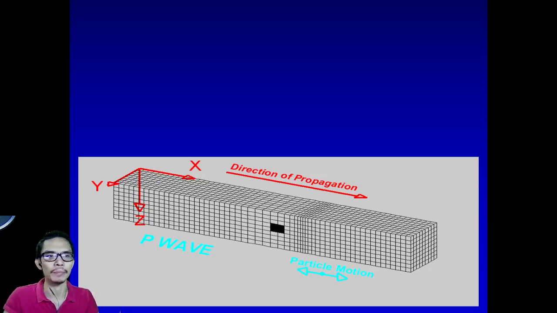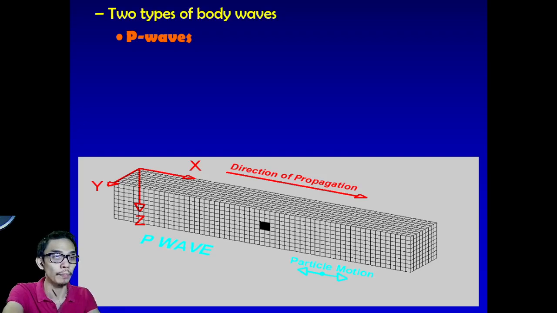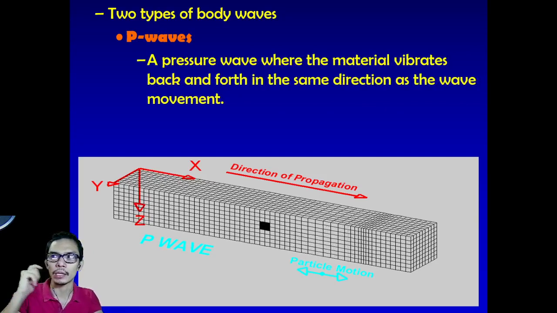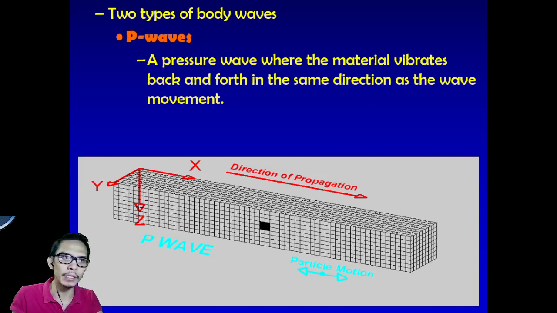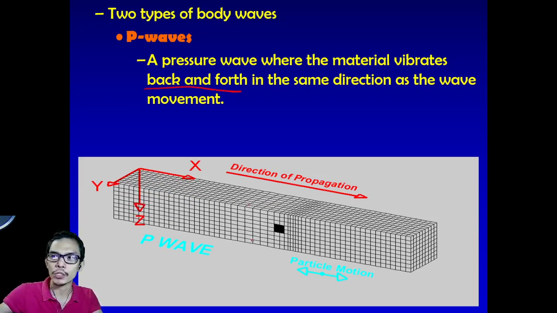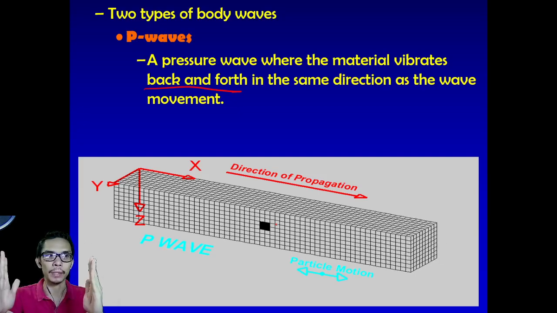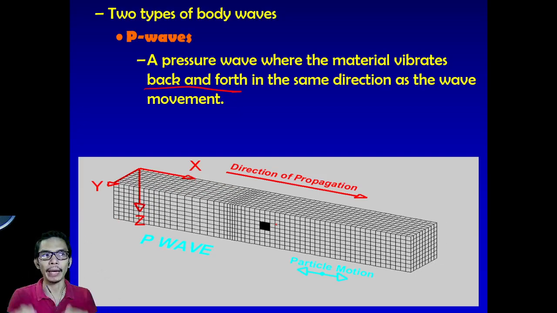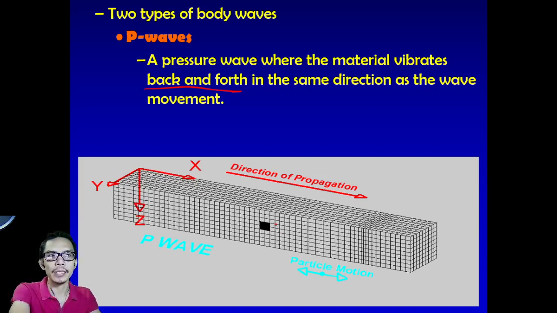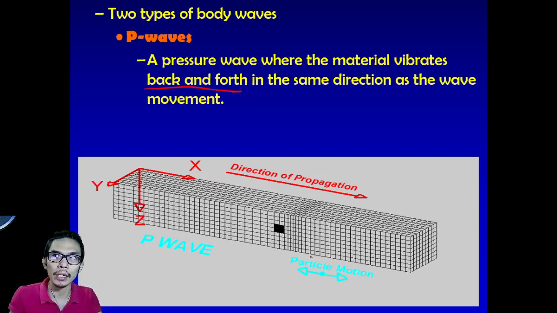There are two types of body waves. All right, so the one that we have right here is the P waves, or we can call it the pressure wave. Now the characteristic of the pressure wave is that it vibrates the material back and forth. As you can see in the picture, it compresses and expands the material from time to time. And as it does, the direction of motion is parallel to the particle motion. Okay? So that is the characteristic of your P waves.